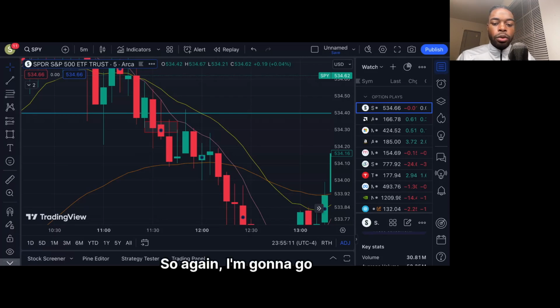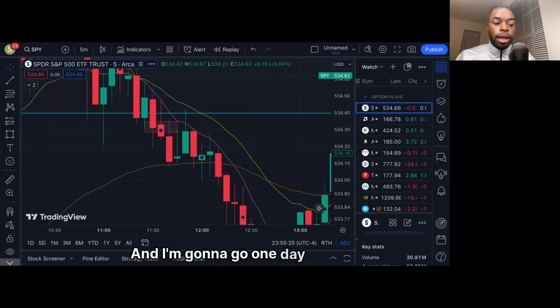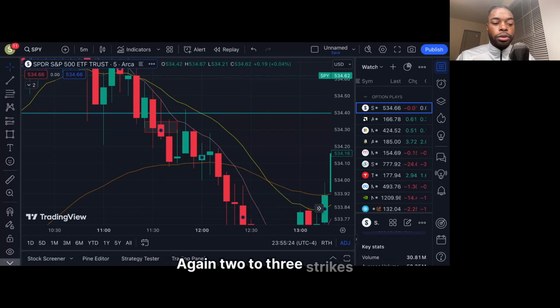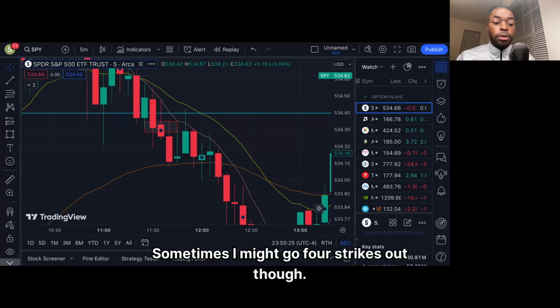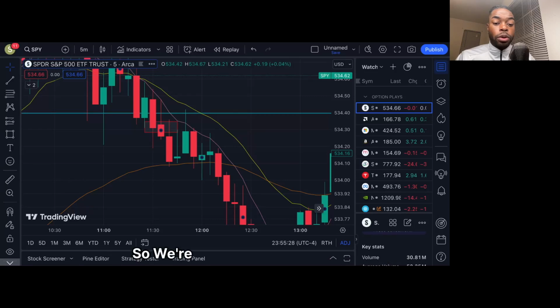So again, I'm going to go 1 day out. So today is 6/7, so I'm going to go to 6/10. Okay. And I'm going to go 1 day out and I'm going to day trade this. So I'm going to be looking for, again, 2 to 3 strikes out. Sometimes I might go 4 strikes out though. So we're at 534. 533 would be the next, 532, and then 531.